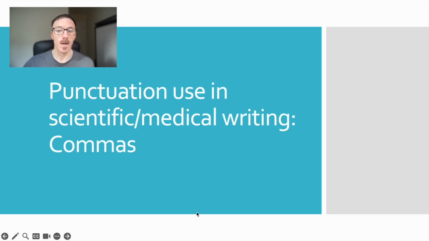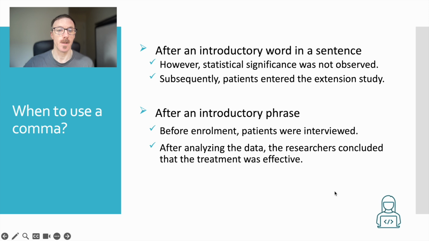So let's have a look at the most common uses of commas in scientific writing with a couple of examples. Probably the most common situation for using a comma in a sentence is after an introductory word in a sentence. These are often adverbs such as however, for example, subsequently, any kind of single adverb. More often than not, these are going to require a comma to start the sentence.